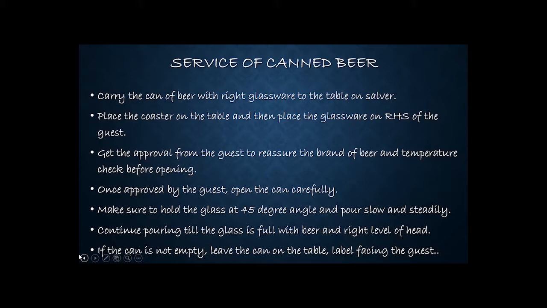Also, handling of the can has to be done properly in order to avoid beer gushing through once it is open. Make sure to hold the glass at a 45-degree angle and pour the beer slowly and steadily. Continue the pouring until the glass is full and the right level of head is obtained. Head retention in beer is important as it symbolizes the quality of beer. If the can is empty, you may take the can away, but in case there is beer remaining, leave the can on the table with the label facing the guest.